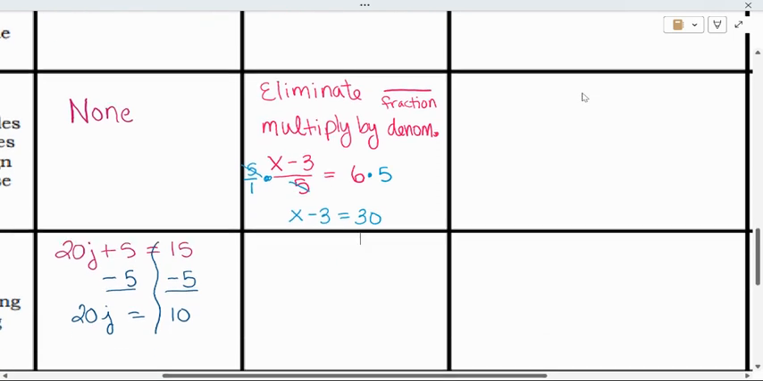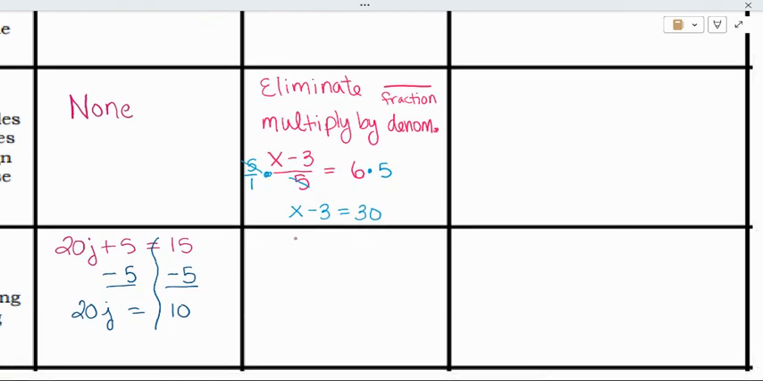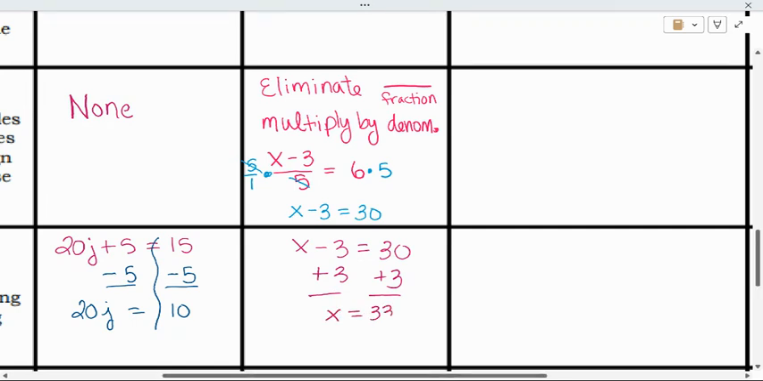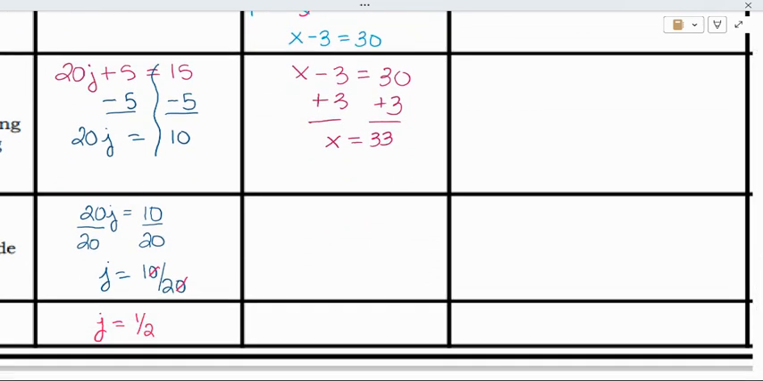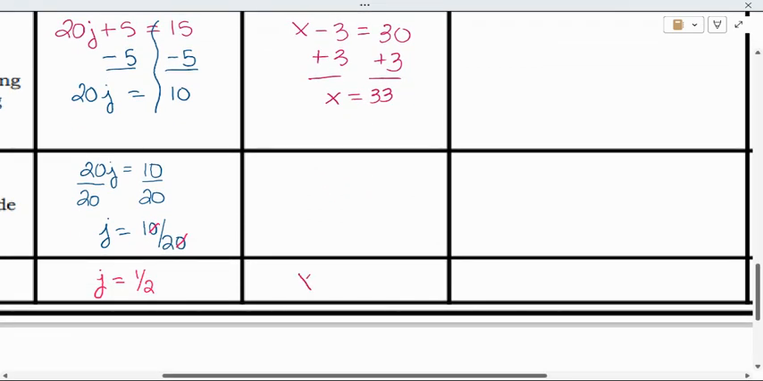Now I'm on that step that says, hey, isolate the variable by adding or subtracting your constants. So what is the undo of minus 3? Plus 3. And when I do that, I have x equals 33. So I don't have anything to do here because x is already by itself. Just going to leave it blank and write x equals 33. Okay. Does that make sense? Okay.